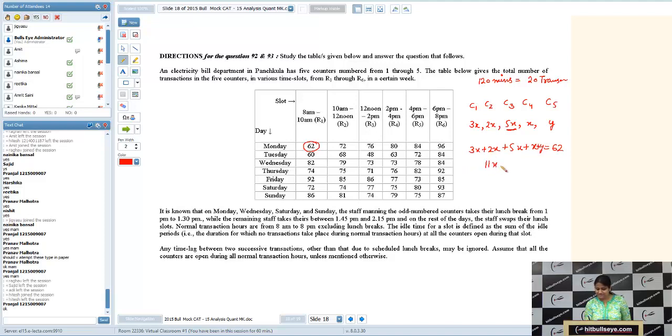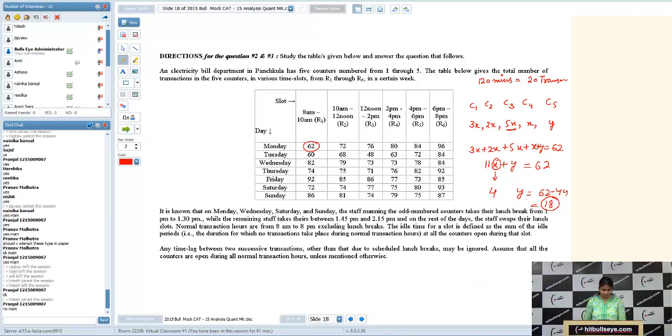Okay, it will be 11x plus y. It will be 62. X you can take as 4, that is the maximum value. Since we want to minimize y, it will be 62 minus 44, which comes out to be 18, and this is the answer. Yeah, any problem in this now? For every question, different calculations.